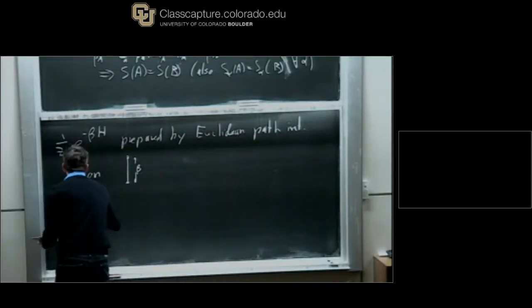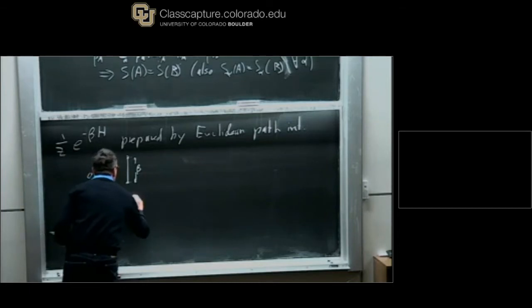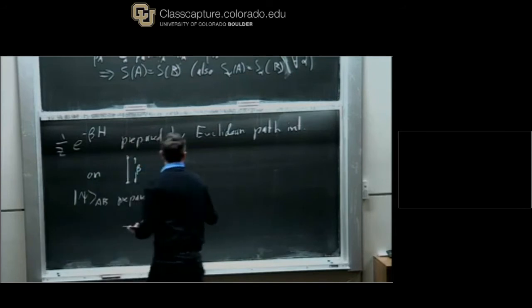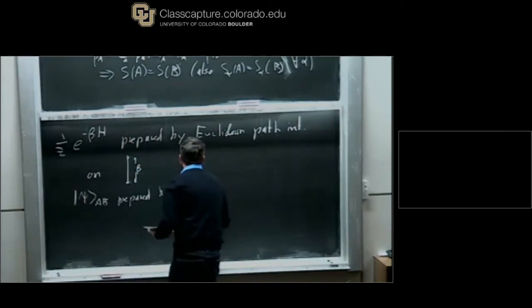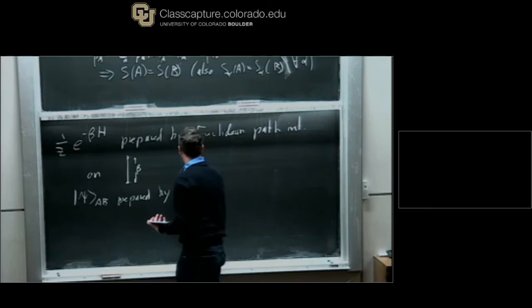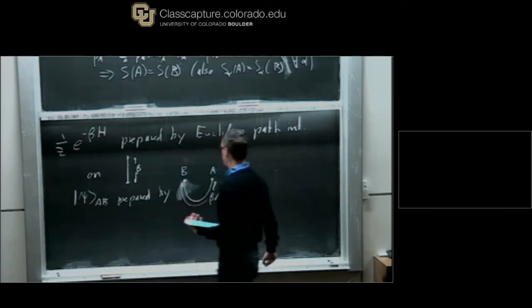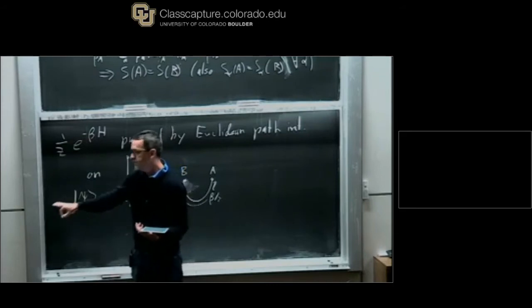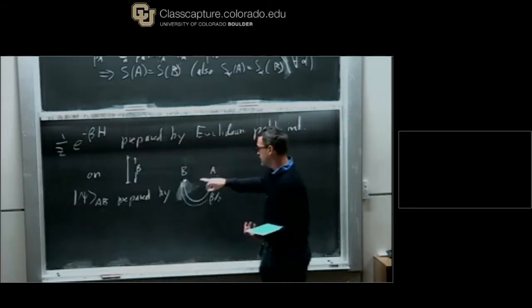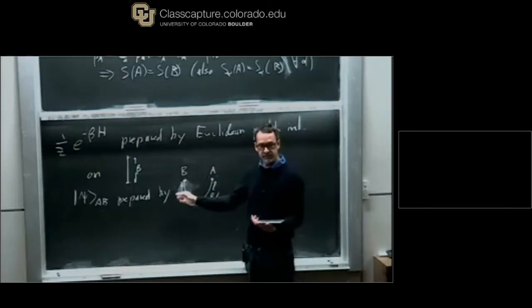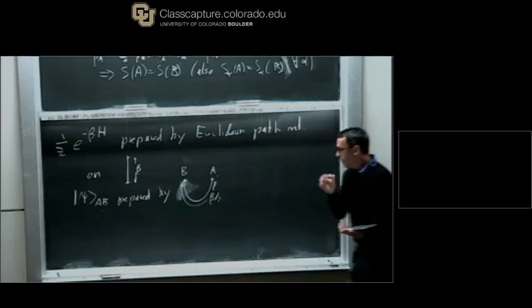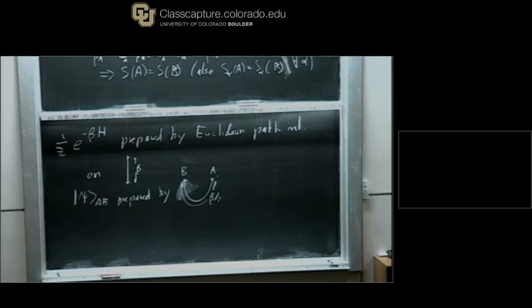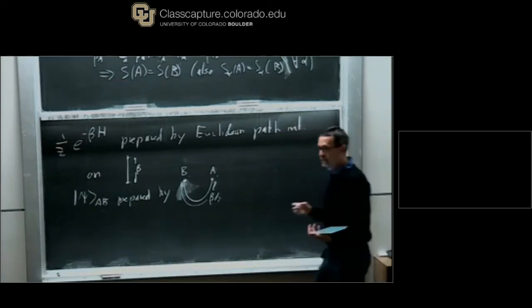And then this guy, the thermofield double, is prepared by the Euclidean path integral on a semicircle of circumference, whatever, beta over 2, where this is my A system and this is my B system. So if you want to know the overlap between psi AB and some given AB state, you put the A state here and the B state here, you calculate your path integral with those boundary conditions, and that tells you the overlap. It's very handy to have path integral representations of all of these gadgets, especially when we get to field theory.